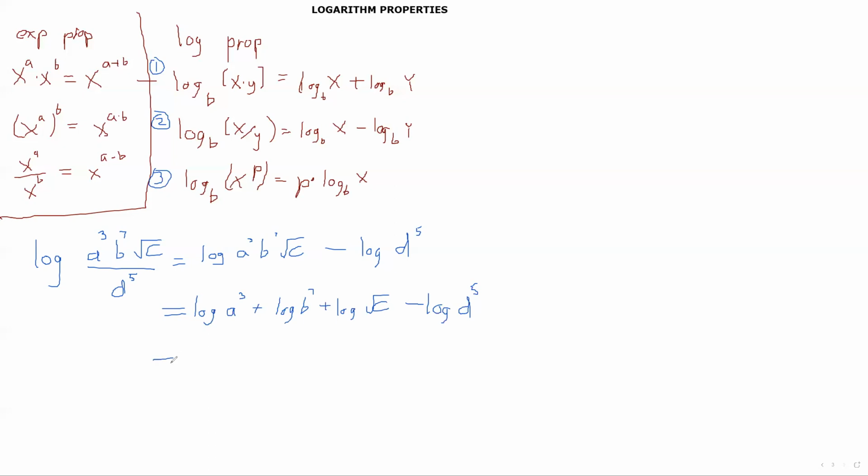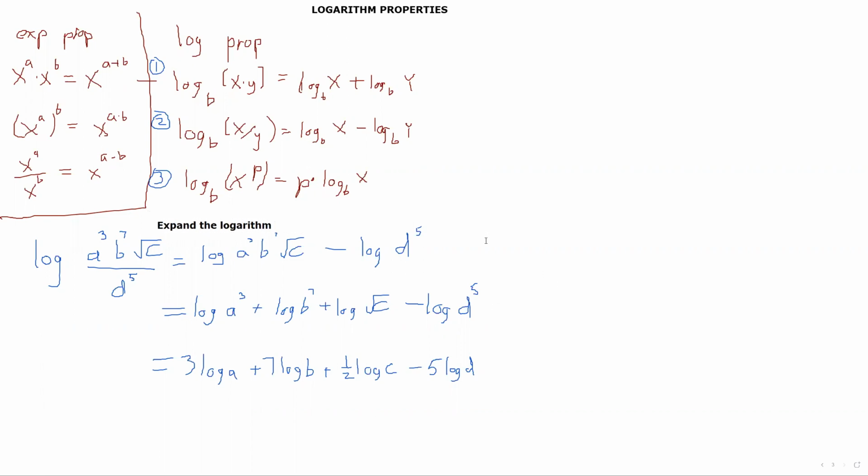and we can bring our coefficients out front here and say 3 log of a plus 7 log of b plus, okay, let's think about this. Square root of c is the same thing as c to the 1/2, right? So 1/2 log of c minus 5 log of d. And this is, quote, expand the logarithm. When you see the word expand, this is what the teacher's expecting you to do.